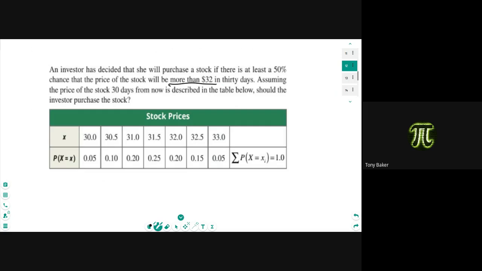So this is where, remember I said, it's going to be an English problem a lot of times. If it said at least $32, you're absolutely correct, we would have included the $32. If it would have said 32 and more, include the $32. But since it's more than $32, we're not going to include that $32. So in this case, we're just going to look at those 2. What's the probability that it's going to be more than $32? 0.20, right? So is she going to invest? No. She's not going to invest.